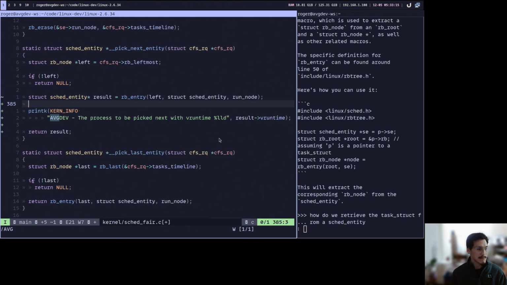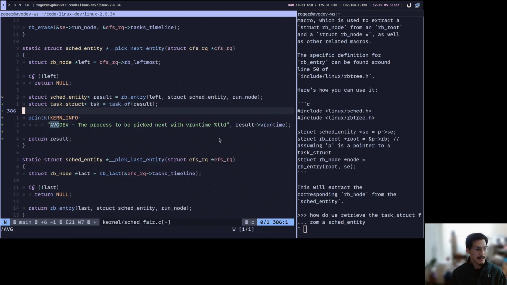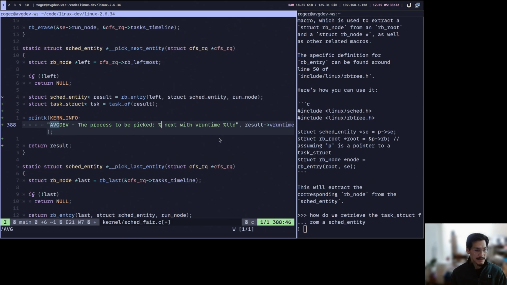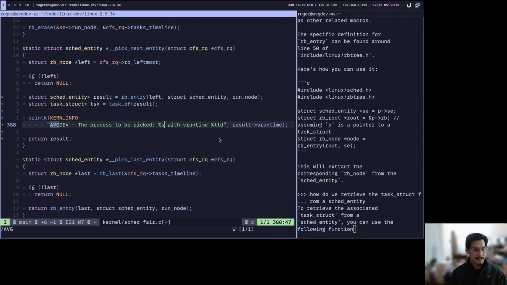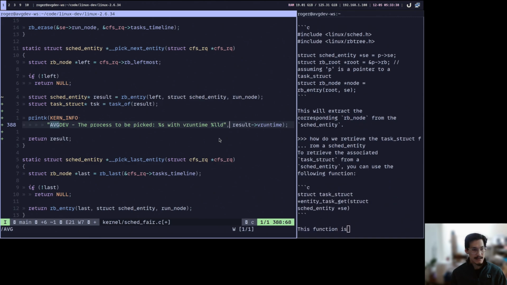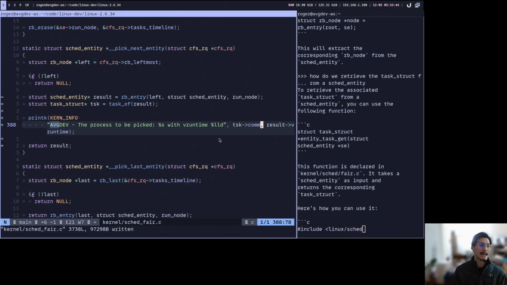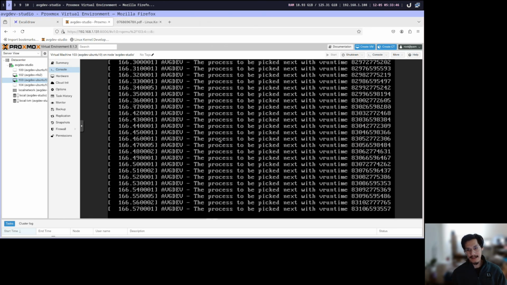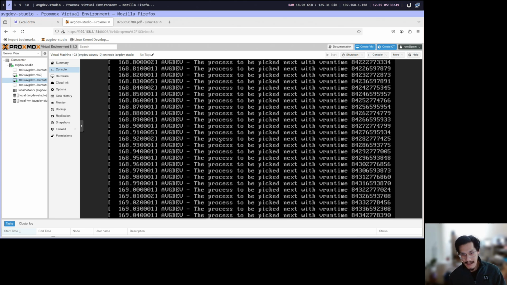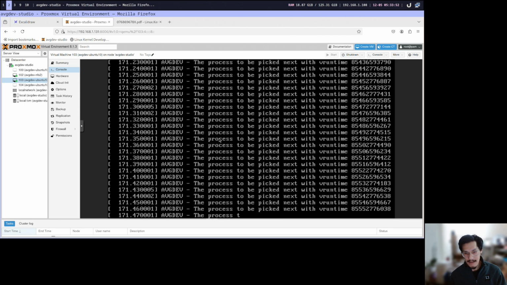Okay, so we can do struct task struct tsk task of result. Okay, and then maybe we could say the process to be picked is going to be this with the runtime that, and then tsk com. Why not? This is gonna take forever. Should we do it again?